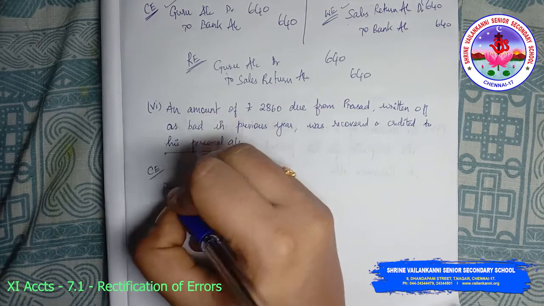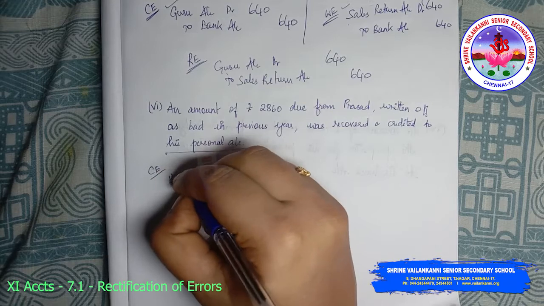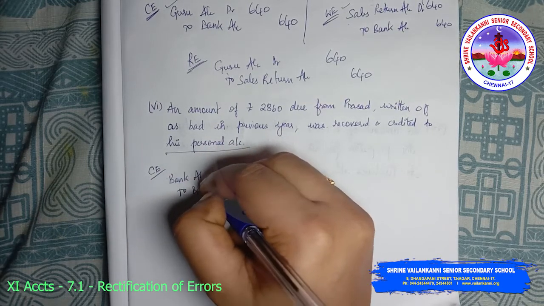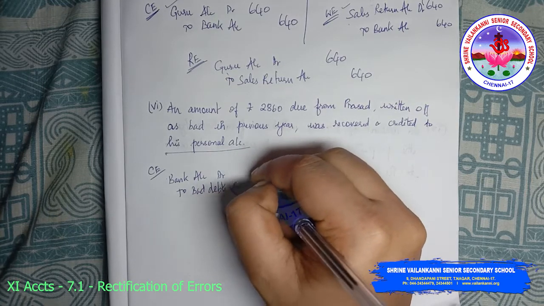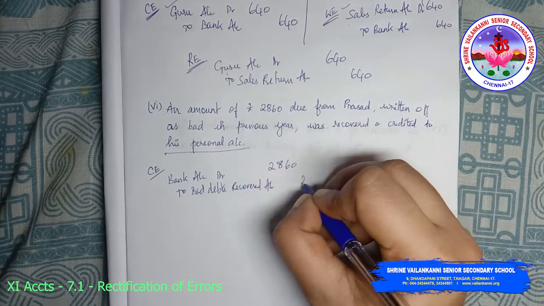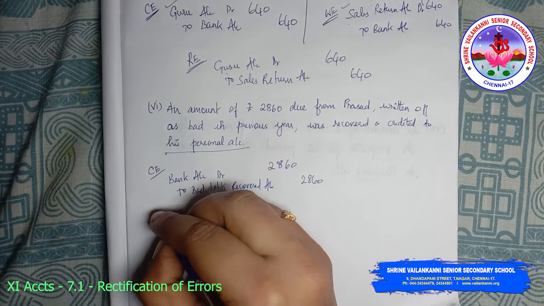Correct entry is bank debit, the receiver. So bank receives the amount, bank account debit to bad debts recovered account 2,860. This is the correct entry. What is the wrong entry?